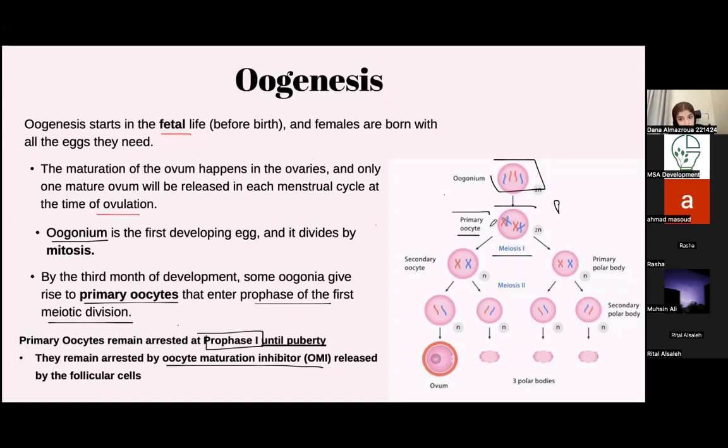Now, this primary oocyte would enter meiosis I because it's a germ cell. But when it enters meiosis I, it does not complete meiosis I, unlike sperm. This doesn't happen in females. It would remain stuck in prophase 1 until the time of puberty. And what's keeping it stuck is this oocyte maturation inhibitor. As the name suggests, it prevents the oocyte from maturing and it's released by the follicular cells. What are the follicular cells? I'll explain in the next slide.